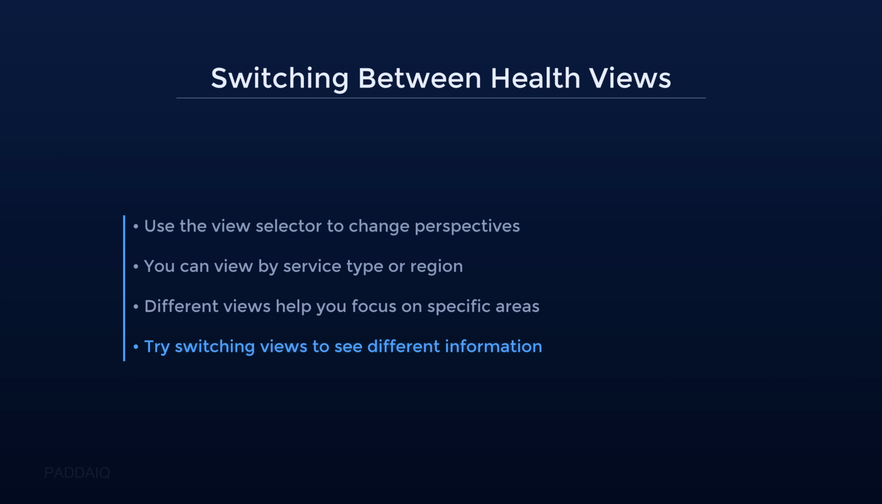Try switching views to see different information. This means you can change the display to focus on specific data, like toggling between system status and performance metrics. For example, switch from a high-level available status to a detailed view showing current memory usage. This helps you quickly find the exact details you need for monitoring.